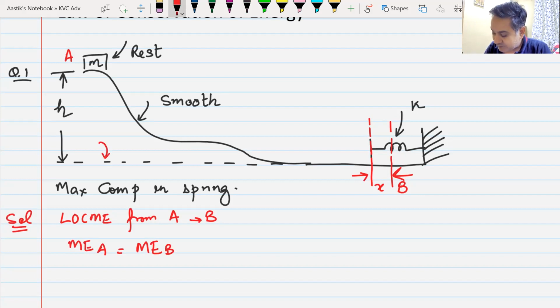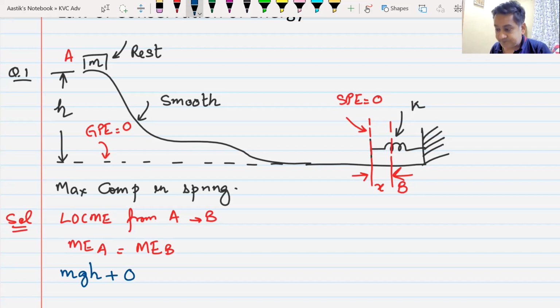Now for gravitational potential energy, I am taking this point as 0. For spring potential energy, this point is 0. Do we understand this? Yes or no? Yes, sir. So at point A, what are the types of energy that I have? The gravitational potential energy is plus mgh, yes or no? Yes, sir. Kinetic energy is 0, and there is no spring potential energy. That should be equal to the total mechanical energy at point B.